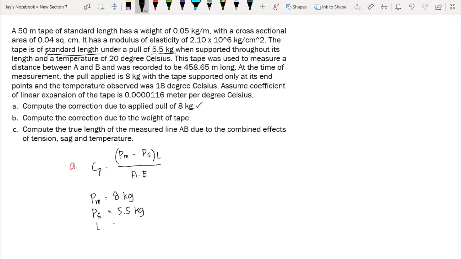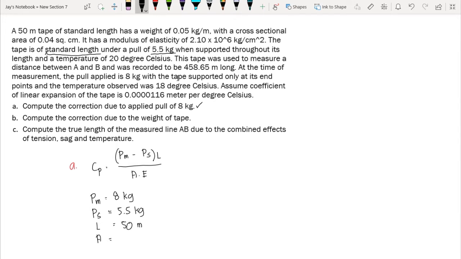Then our L. We can actually use the entire length, 458.65, or we can just use 50 meter here. Now, take note, 458.65 meter here is too long for a single tape, correct? So to measure the entire length from A to B, we need to have breaking tape, or we divide 458.65 by 50 meter, since the maximum possible length that our tape can measure is 50 meter. So we can use length 50 meter here, L.